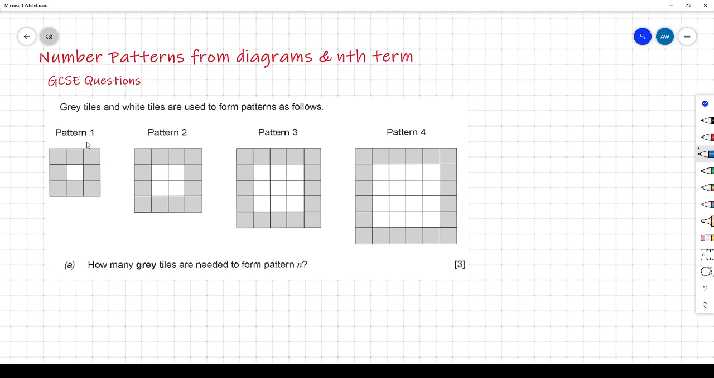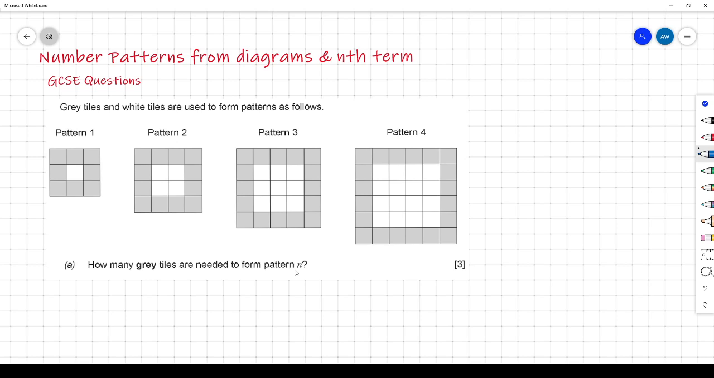And this is pattern number 1. Pattern 2, pattern 3, pattern 4. Okay, and the question says how many grey tiles are needed to form pattern N. Now what they're really asking us there is what is the nth term formula?